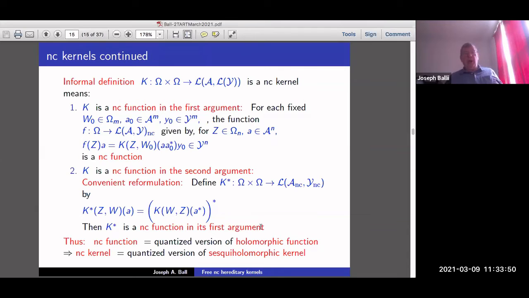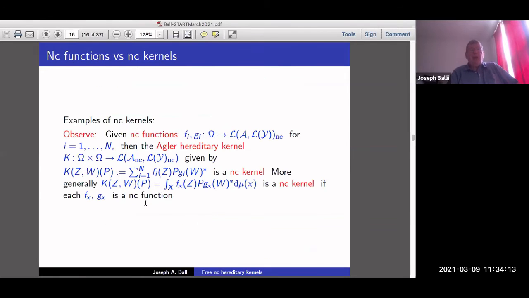So the heuristic is a noncommutative function is a quantized version of a holomorphic function, and a noncommutative kernel is just a quantized version of a sesquiholomorphic kernel. So there are applications, as maybe we'll see, but it makes good intuitive sense also.